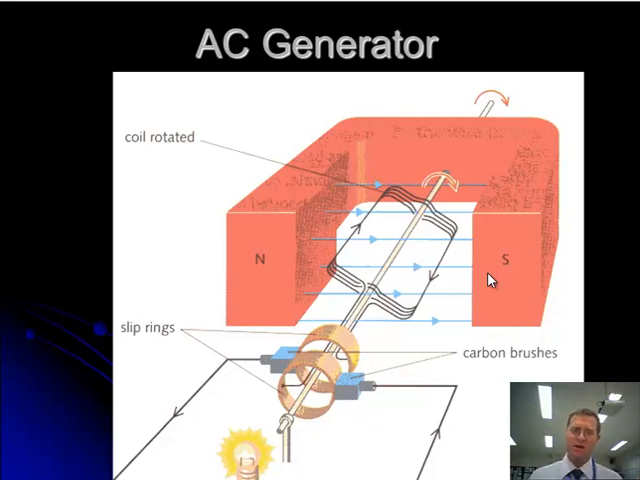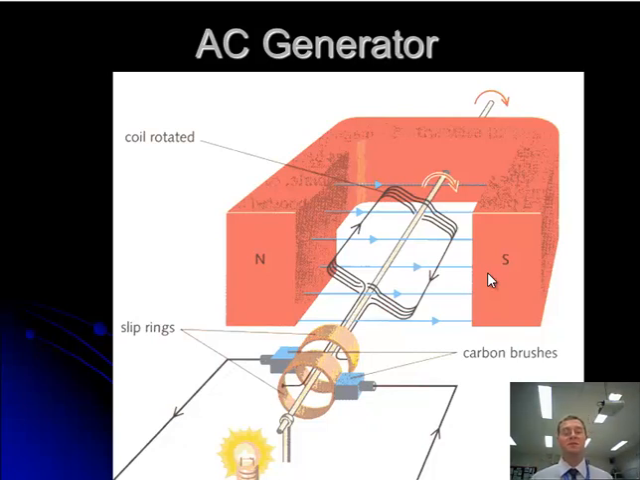And what happens is, after having these coils, they're connected to what's known as slip rings, and these slip rings will rotate around and around, and they maintain a contact with the electric circuit through some carbon brushes. So the carbon brushes allow it to maintain contact.